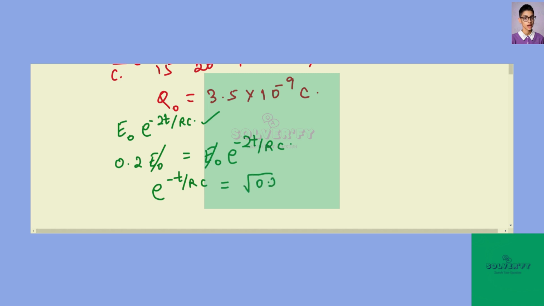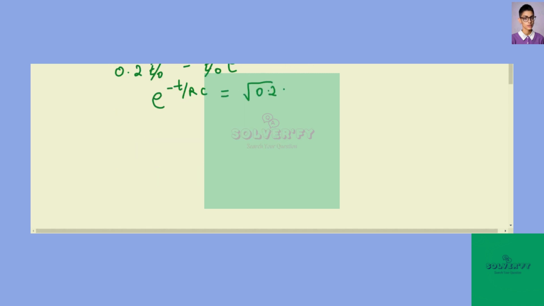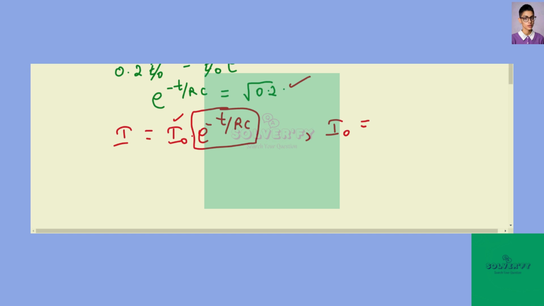root of 0.2. And we know the expression of current for the capacitor which is discharging. It will be I equals I naught e to the power minus t by RC. So we put the value of e to the power minus t by RC as root of 0.2, but we need to get this value of I naught as well. I naught is obtained with ease, that is the initial charge divided by the RC value, because we get this from the discharging of a capacitor, Q equals Q naught e to the power minus t by RC.